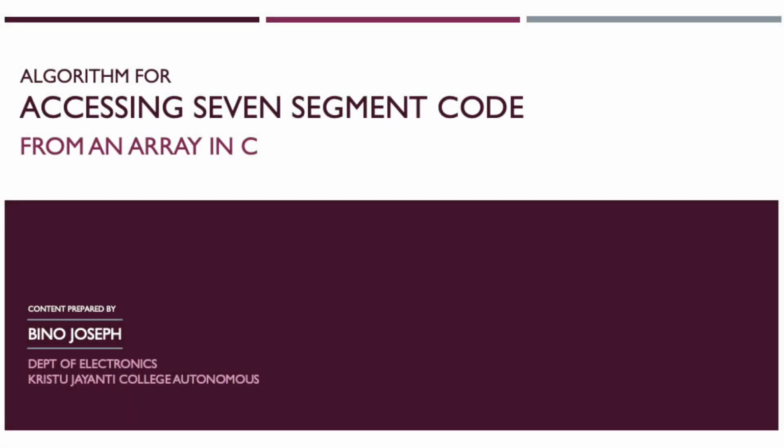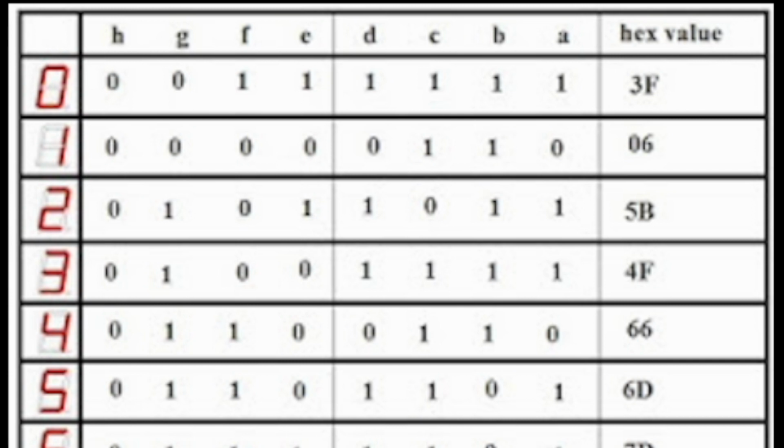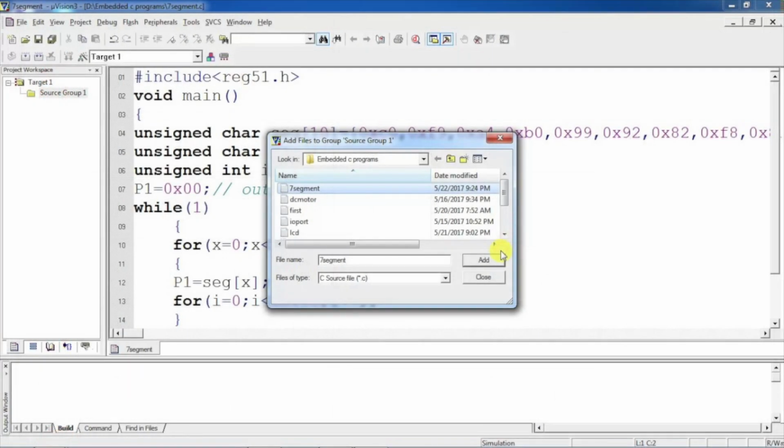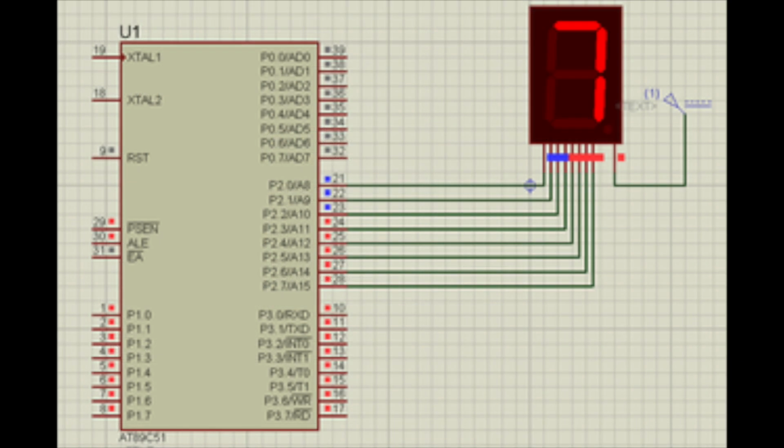This illustration helps you to understand the algorithm involved in displaying the 7-segment numbers, or how we generate the 7-segment codes from the program and drive them to the respective ports as and when we need to display a digit.